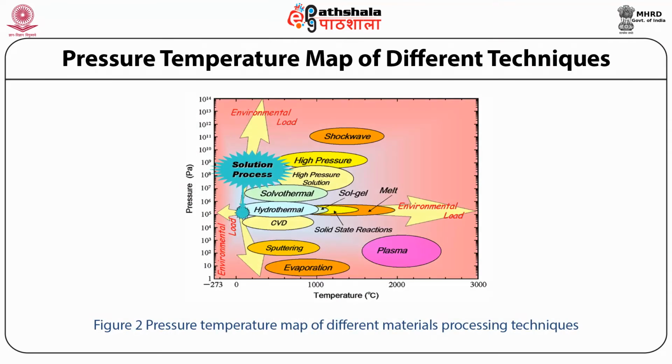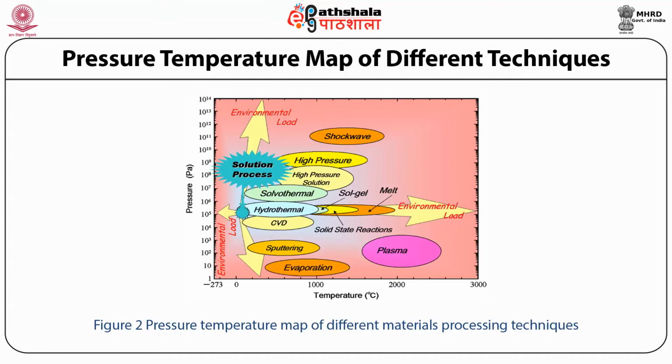Figure 2 shows a map of the temperature and pressure values which are required for various synthesis processes. We can see that a process like evaporation undergoes processing at low pressures and a temperature of around 1000 degrees centigrade, whereas sputtering takes place at slightly higher pressures but at lower temperatures. Plasma formation takes place at a very high temperature of around 2000 degrees centigrade.